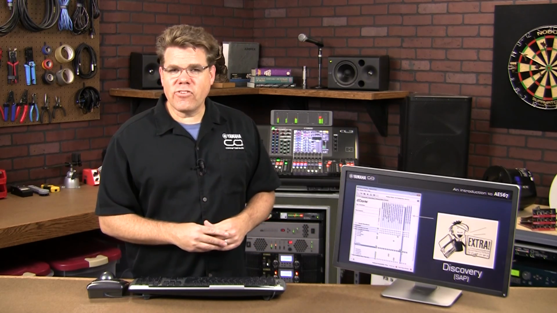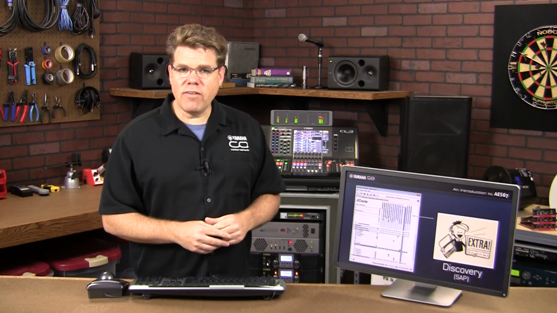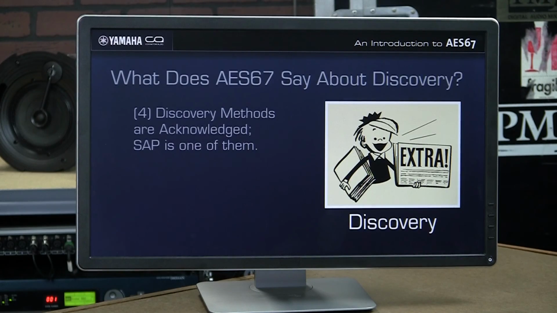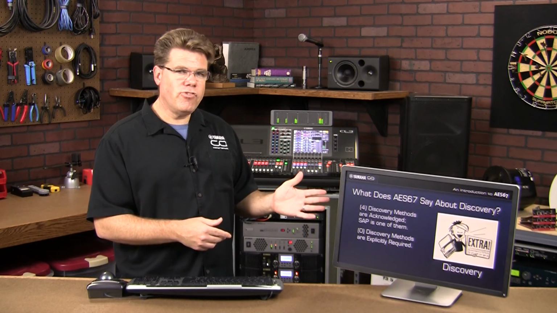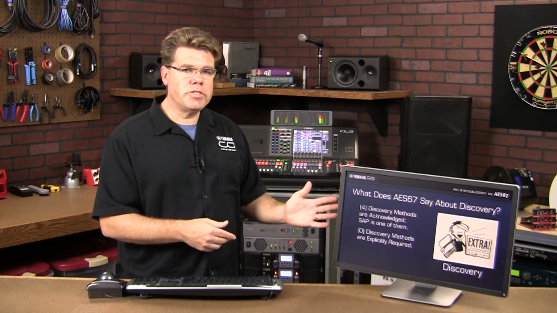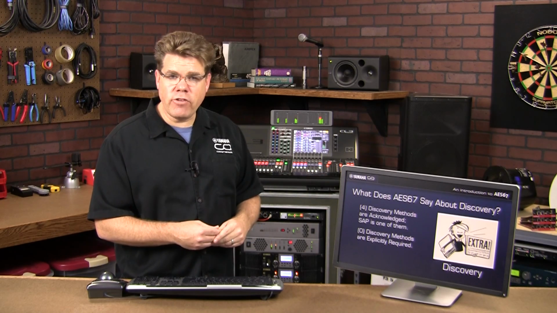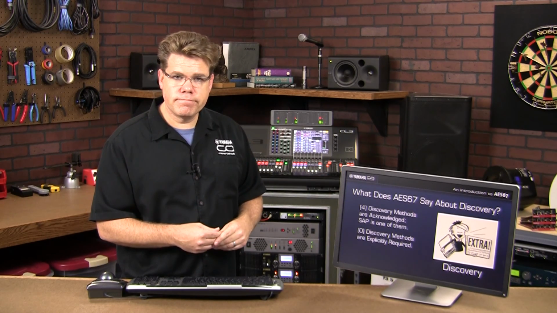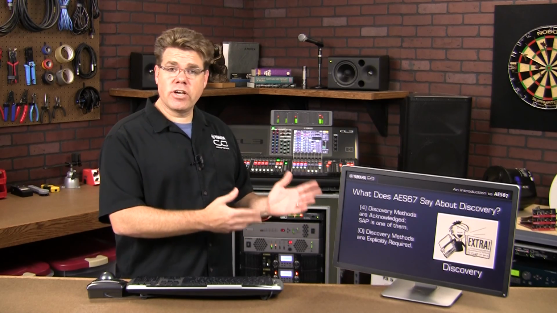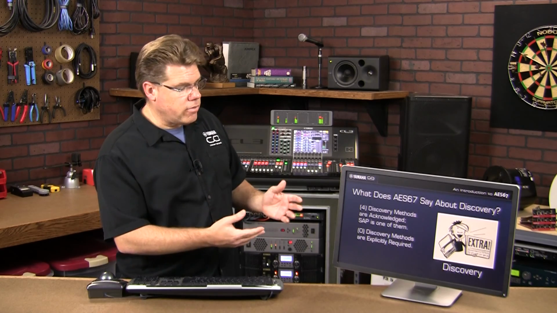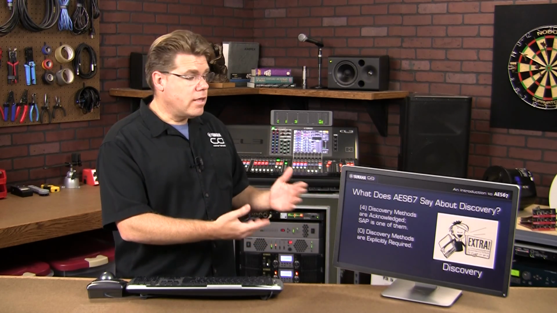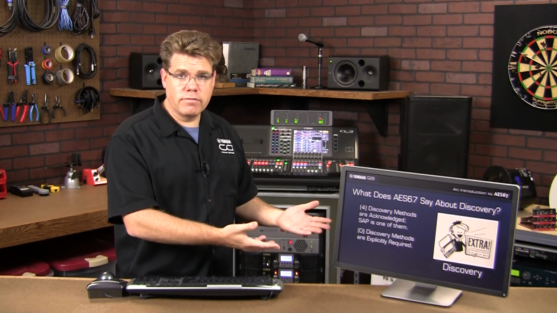So what does the AES67 standard say about discovery? Well, it acknowledges four different discovery methods, and SAP is one of them. However, it draws no conclusions on using any of them. So this is a conundrum, and how you interpret this will probably depend on the nature of the network solution you're coming from. If you're Audinate, where discovery is an integral part of your ecosystem philosophy, then you would say the discussion of discovery implies an intent to achieve discovery.